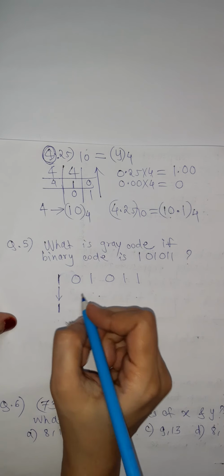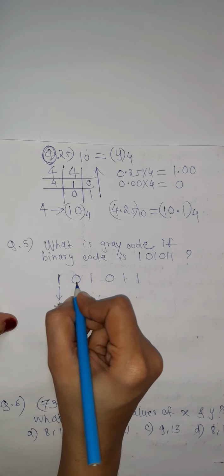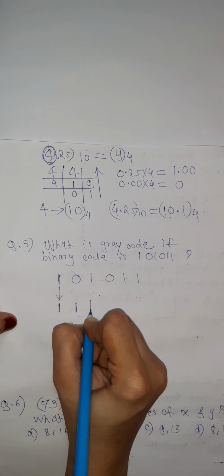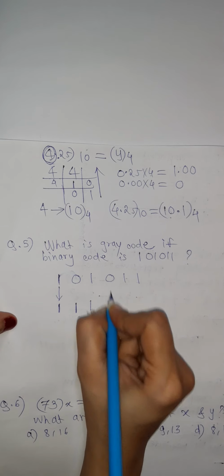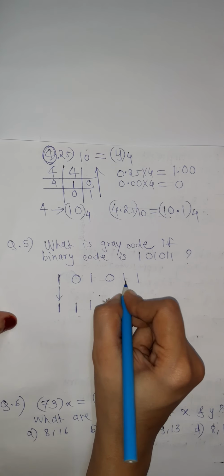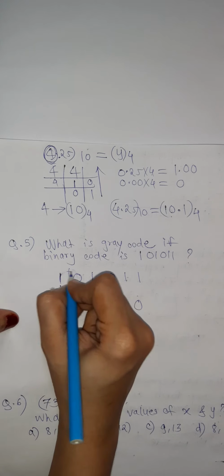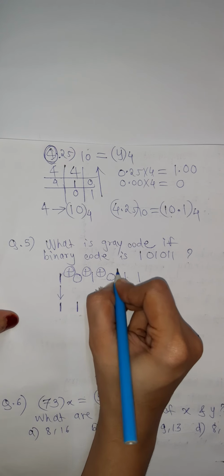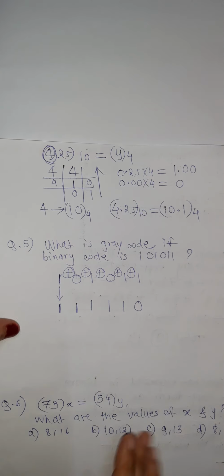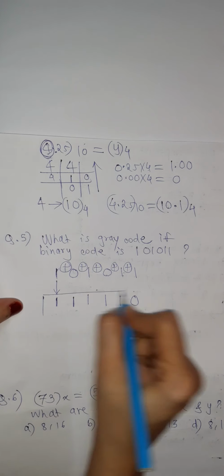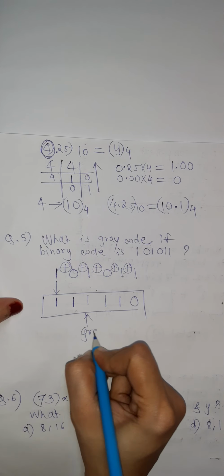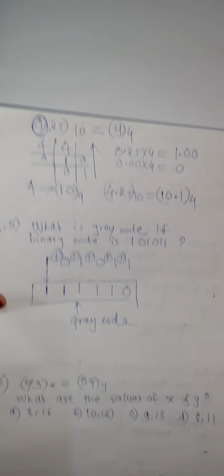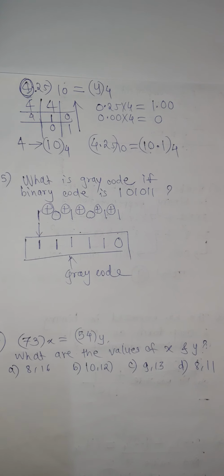1 XOR 0 is 1, 0 XOR 1 is 1, 1 XOR 0 is 1, 0 XOR 1 is 1, and 1 XOR 1 is 0. So here we are performing XOR operations. Our binary to gray code conversion is, now this is our gray code, 111110 is our gray code.